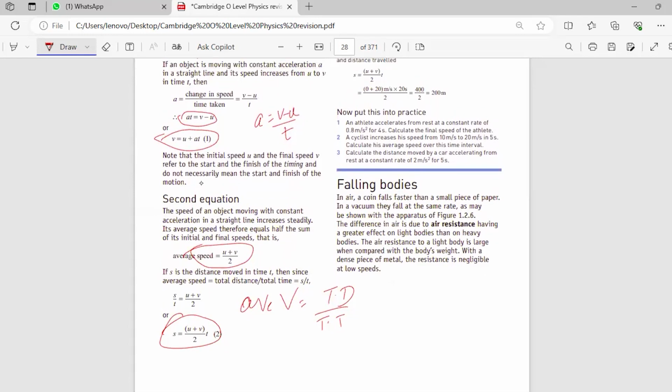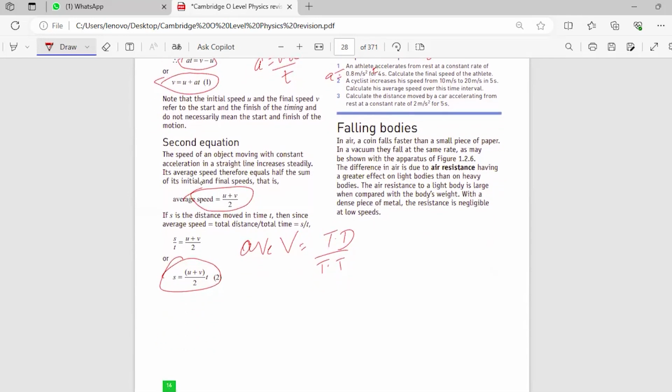Okay, these are the put in practice questions and you have to do them. An athlete starts from rest at a constant rate of 0.8 for the first 4 seconds; find its final speed. It starts from rest, that is u is 0, the acceleration is 0.8, the time is 4. We have the equation a is equal to v minus u over t. Instead of a, put 0.8, and the final speed is to be found. Initial is 0, the time is 4. Solve it, you will get the final speed.